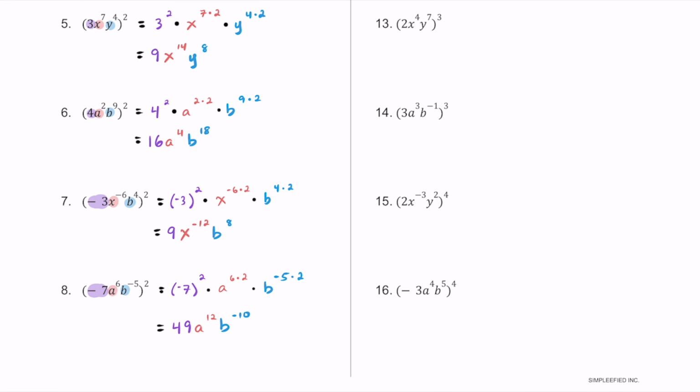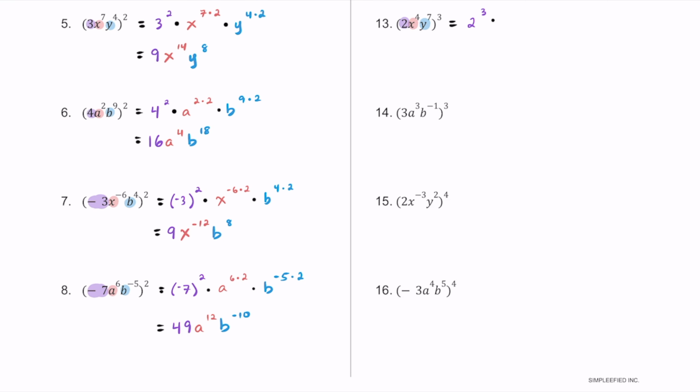Here's number 13. For number 13, we have the quantity of 2 times x to the 4th power times y to the 7th power, all raised to the 3rd power. So we have 3 bases. We have 2, x, and y. So first we have 2 to the 1st power, and that little 1 times a 3, that invisible 1 times 3 is just going to be 3, so that's why I'm not writing the 1.